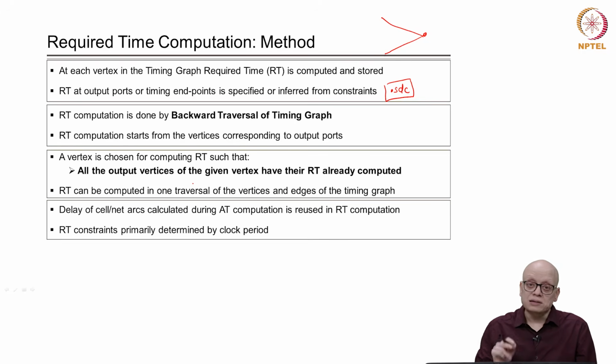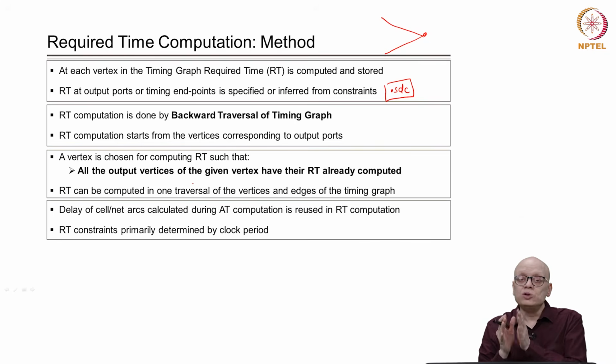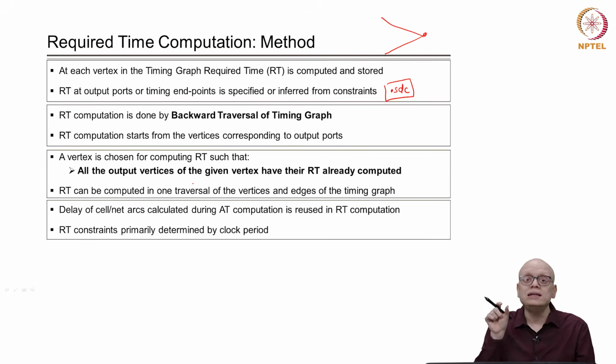Typically the required time is computed after the arrival time. Once we have computed the arrival time, during that computation we already annotated the delay at each of the edges, right, and only then we computed the arrival time. So, the required time computation will reuse the delay calculation result that was done in the arrival time computation, and therefore save the run time.